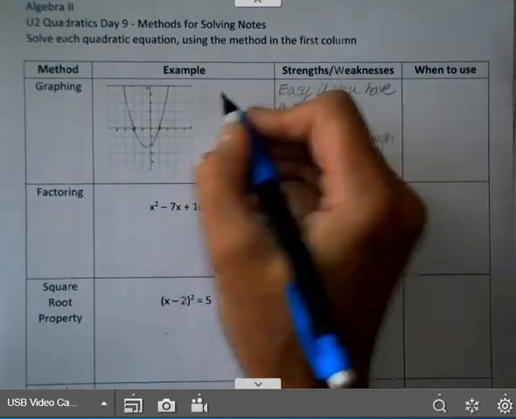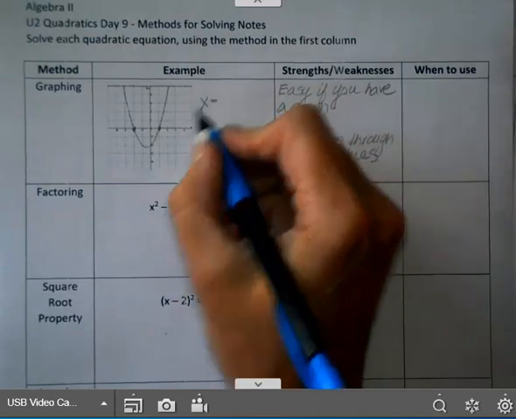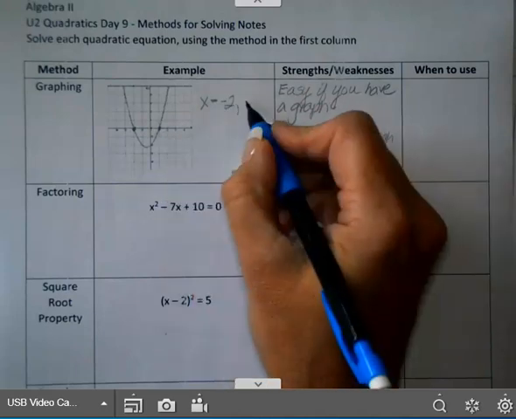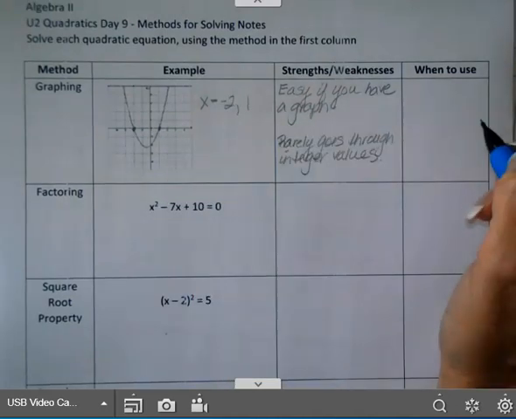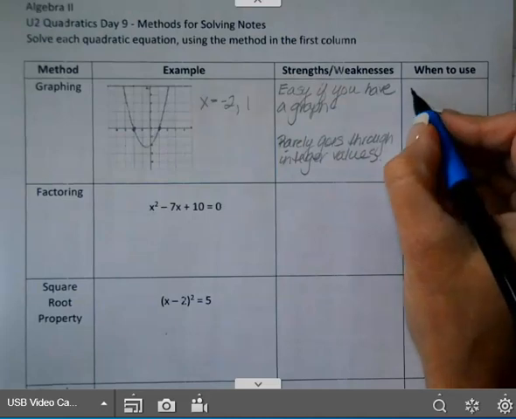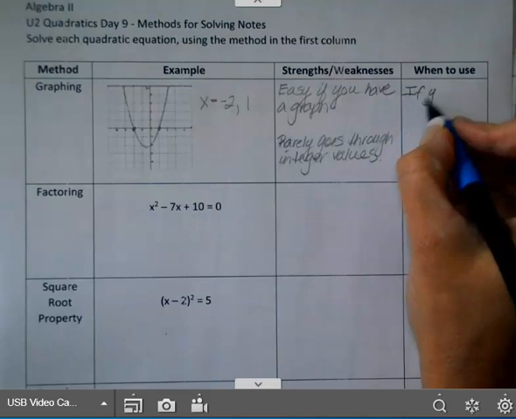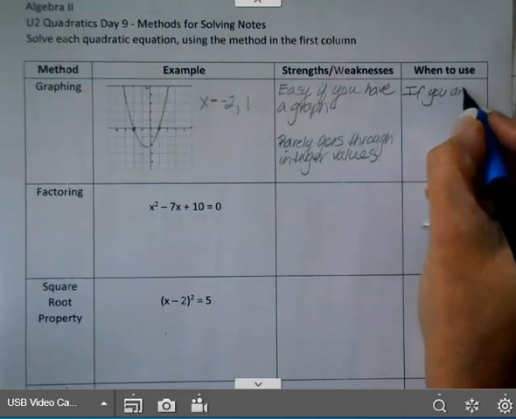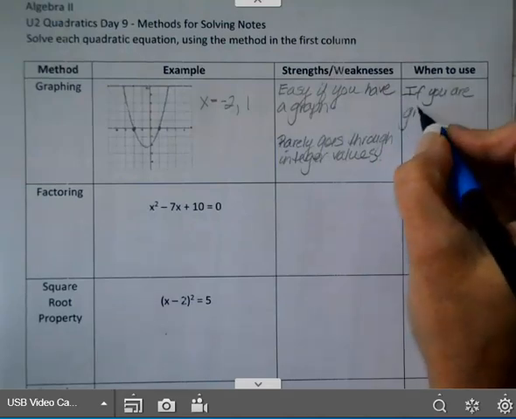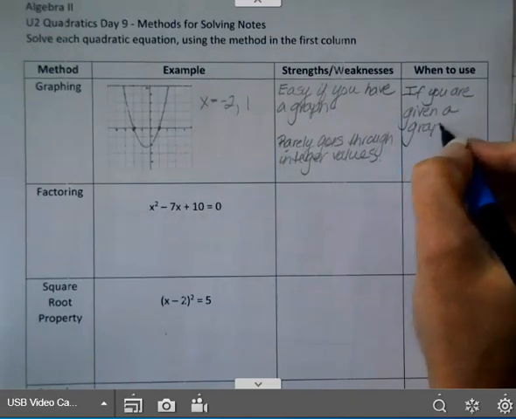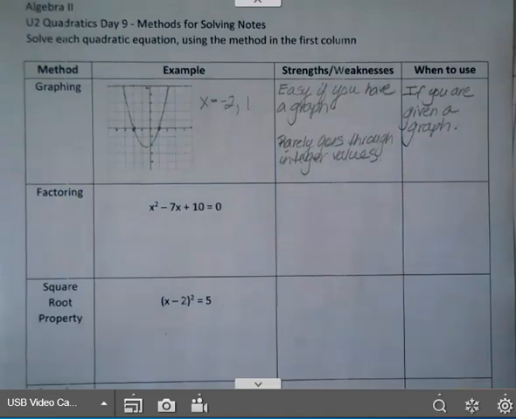Our graph over here is going by ones, so we can see it crosses at x equals -2 and at +1. This is a nice method to use if you are given a graph. This is not one we're going to focus on in the homework.